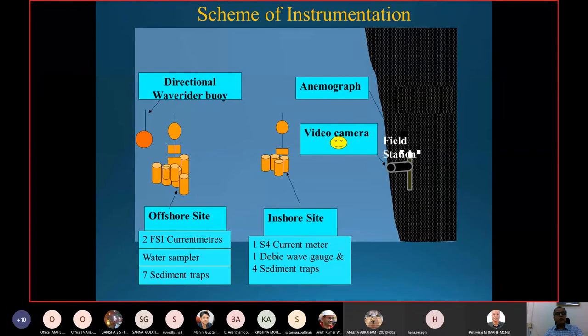So we need an instrument called a wave radar buoy. It measures the waves. We deployed it at 20 meters. And this offshore site is around 8 to 10 meters. The inshore site is around 5 meters. So we put current meters, water samplers, sediment traps. As I said, the 8 and 5 meter significance is inner shelf and nearshore, and then the subzone. In the subzone, we have put a video camera, and an anemograph to measure the wind, and then we established the field station. This is just to give a glimpse of how seriously we want to do it. Good instrument measurement is required to do that.